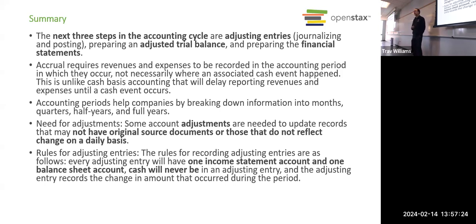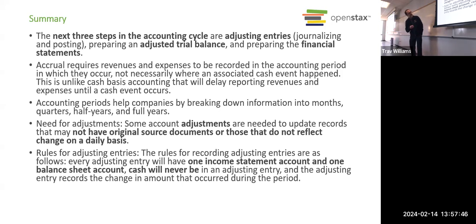The adjusting entries. Step 6. Adjusted trial balance. Step 7. You make your financial statements. Perfect. All right. So that's what we learned. Those 3 steps, and let's see what else.